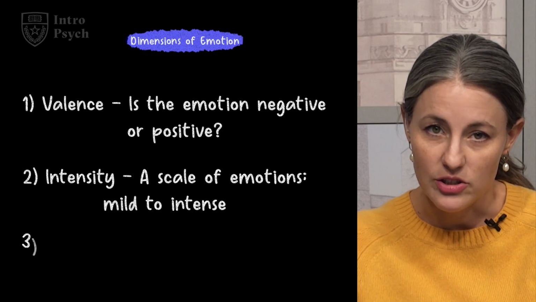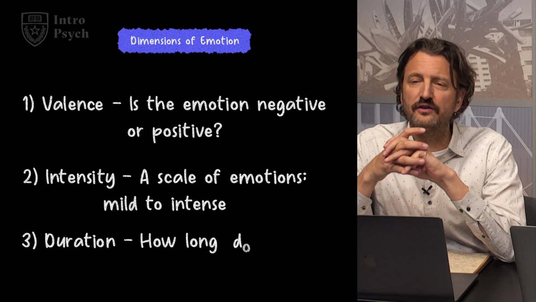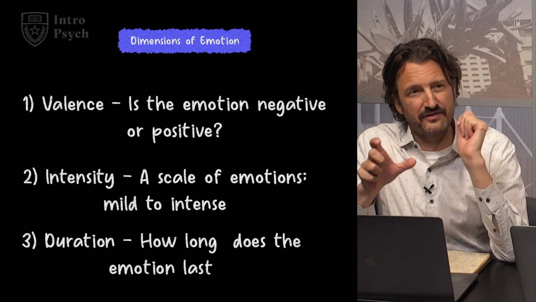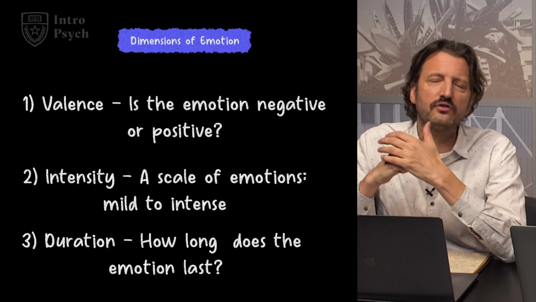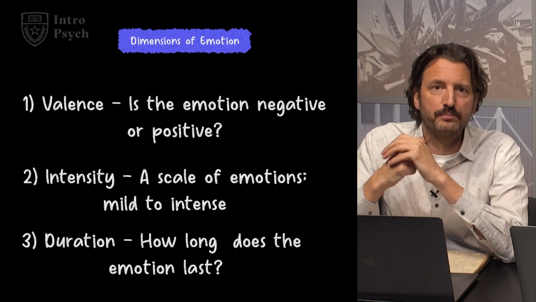We can also think about another dimension, which is duration. Different emotions vary in the degree to which they typically last a long time or a short time. You could take something like surprise or disgust. Typically, that only lasts for a very short amount of time, milliseconds or even seconds, whereas some emotions, something like sadness or love, tend to last for a longer amount of time.